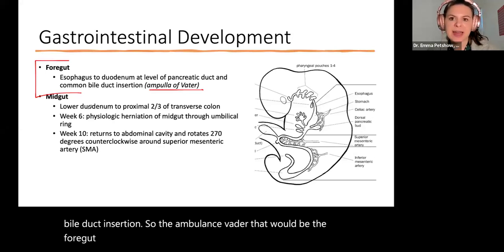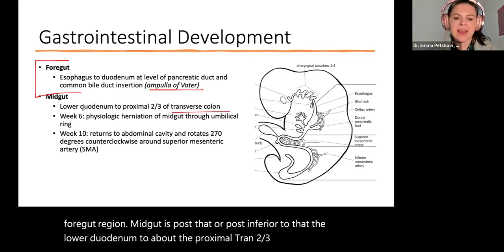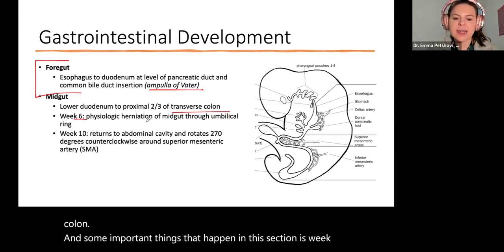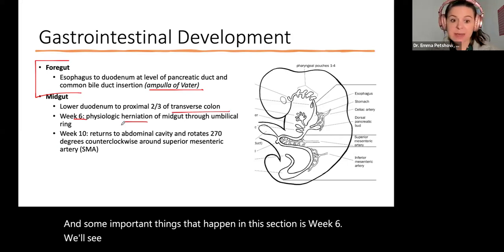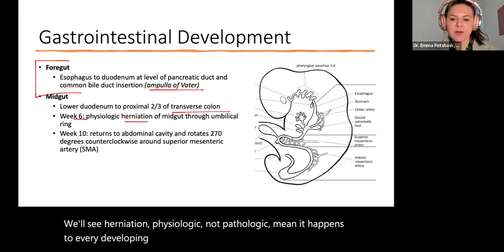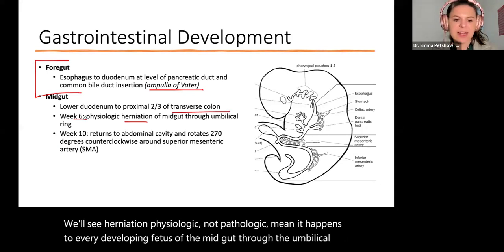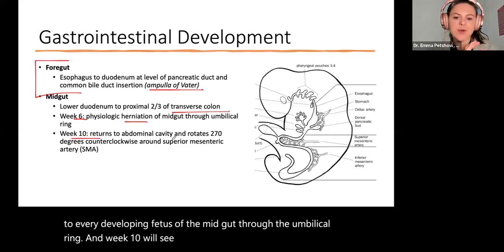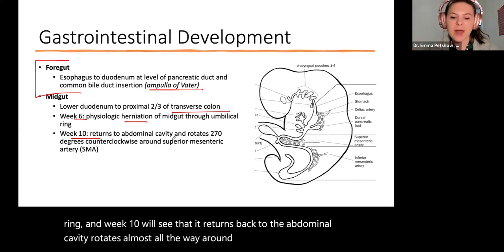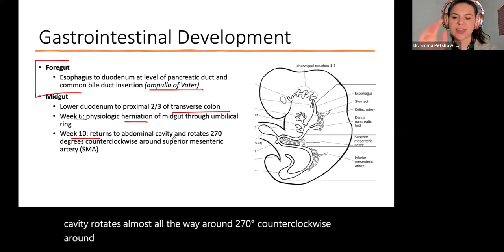Midgut is post, or inferior to that, the lower duodenum to about the proximal 2/3 of the transverse colon. And some important things that happen in this section is week 6, we'll see herniation. It's physiologic, not pathologic, meaning it happens to every developing fetus, of the midgut through the umbilical ring. And week 10, we'll see that it returns back to the abdominal cavity, rotates almost all the way around, 270 degrees counterclockwise around the superior mesenteric artery.